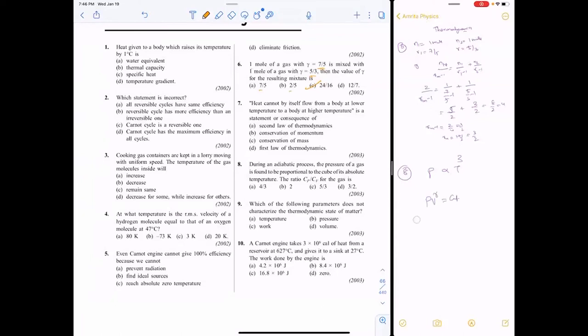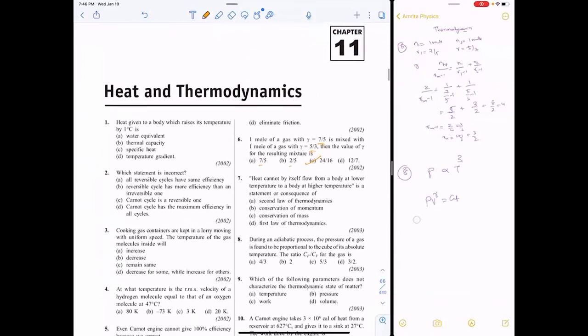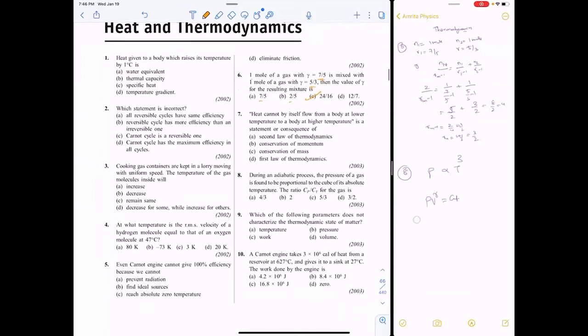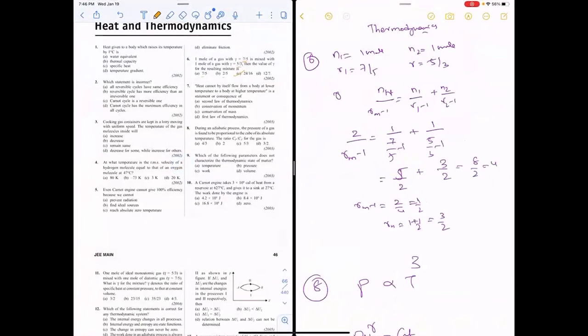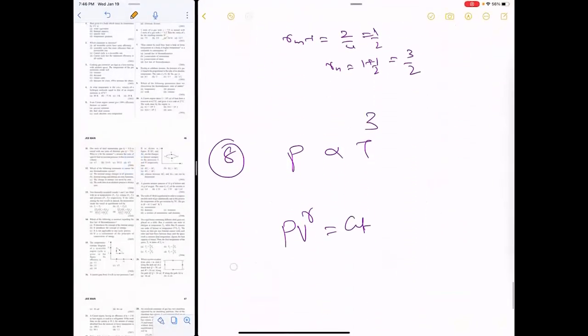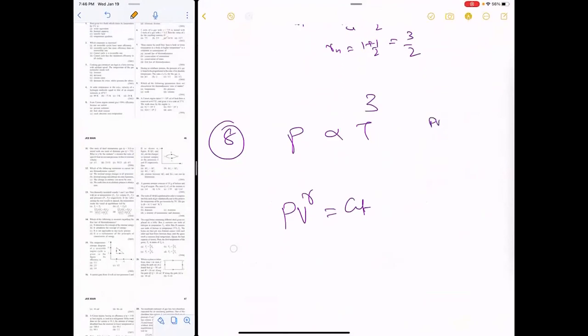So you can replace temperature with pressure and volume. Instead of temperature, I have to put PV, since PV is equal to nRT. So I can write P is proportional to P V cube. If this P comes to that side, it is P square V cube is equal to constant, or if I take the square root on both sides, P V power 3 by 2 is constant. P V power gamma is constant. So gamma is 3 by 2, which is Cp by Cv.